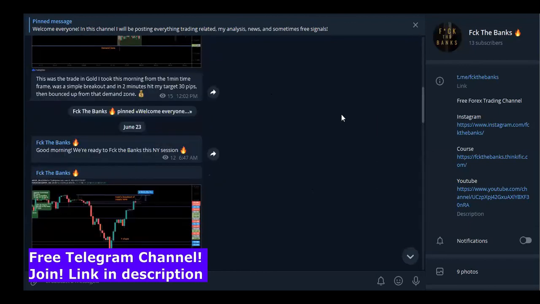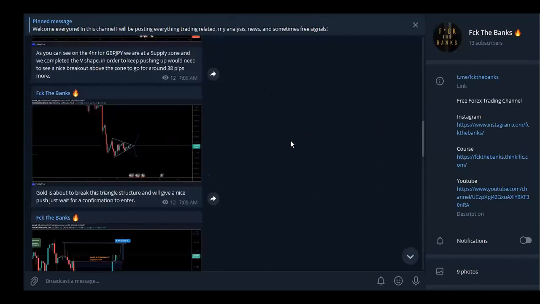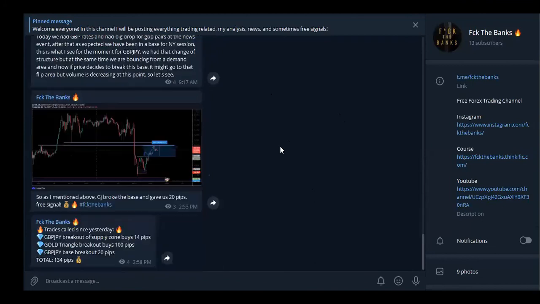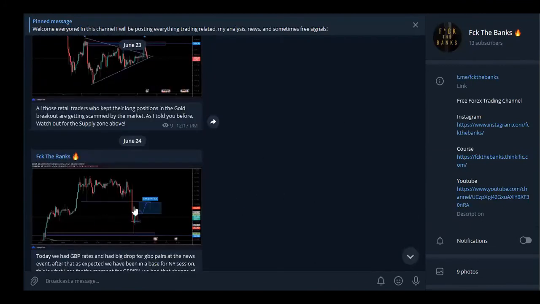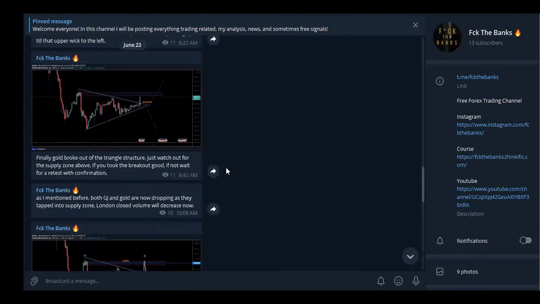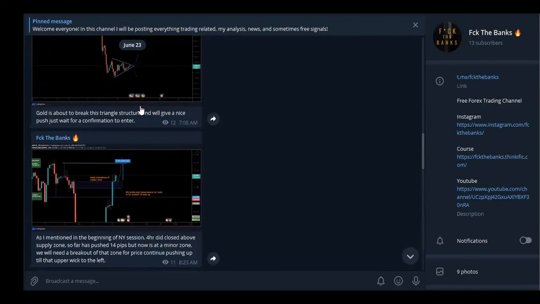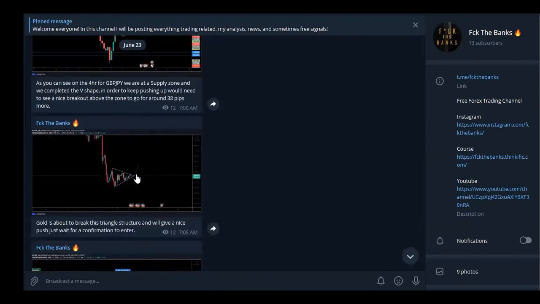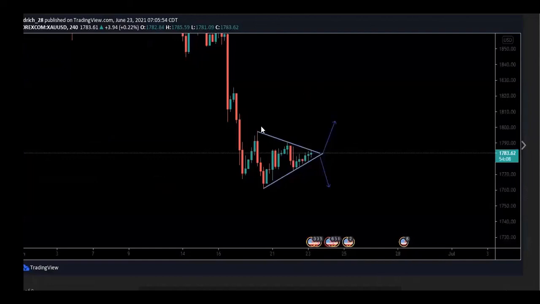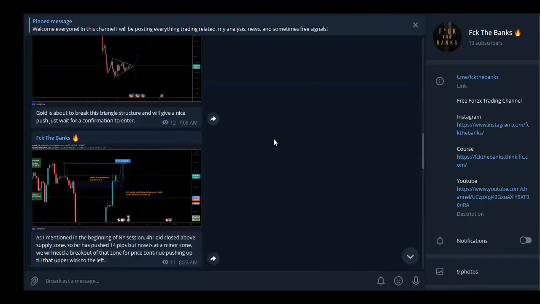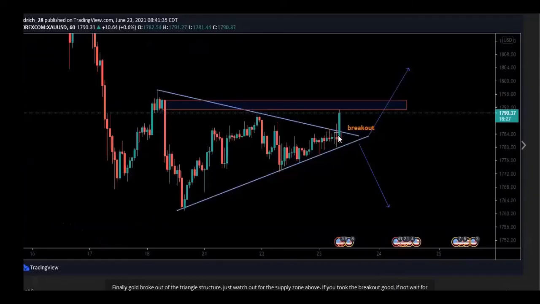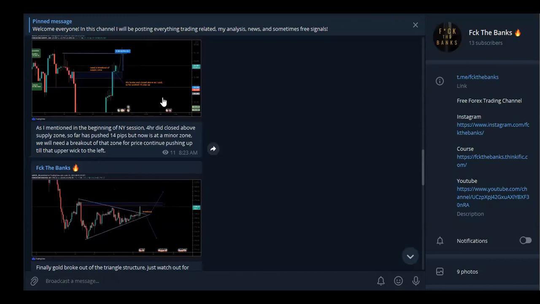So far, guys, I have called out 3 trades in total this week, 134 pips. And I always give it previously, I show you what's going to happen. For example, we had this breakout in gold. We had this symmetrical triangle structure, and I told you before, and as you can see, we had the breakout, and it was 100 pips.